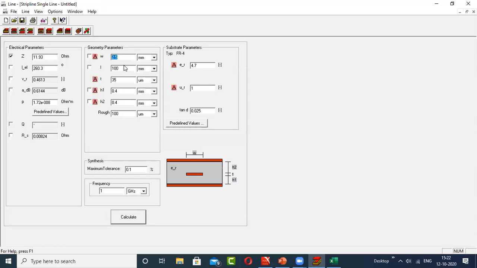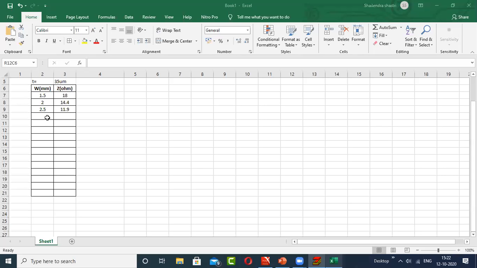So suppose you want to have a 50 ohm line, then what should be the width? So lesser than 1, let's see. Okay. So if you are having a width of 0.29 mm, then approximately you are having 50 ohm. That is 50.34, but 50 ohm we can consider.